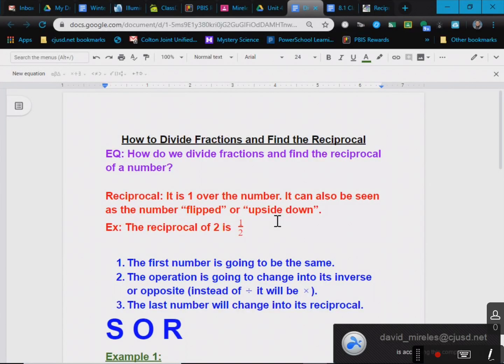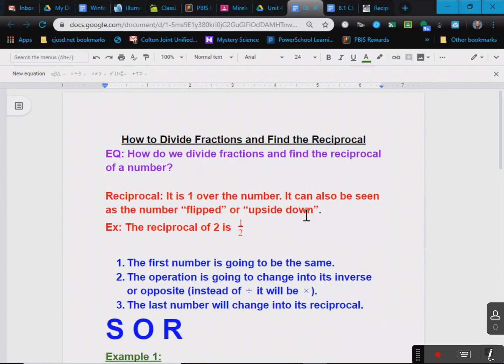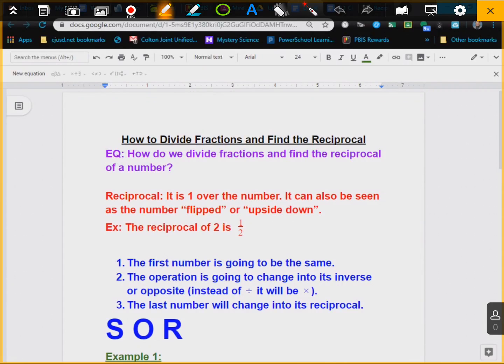We are going to talk about how to divide fractions and find the reciprocal. So the essential question is, how do we divide fractions and find the reciprocal of a number? Well, what is the reciprocal? The reciprocal is simply 1 over the number, or it could also be seen as the number flipped or upside down. So for example, let me just show you, because I think the best way to know what the reciprocal is, is to see it in examples.